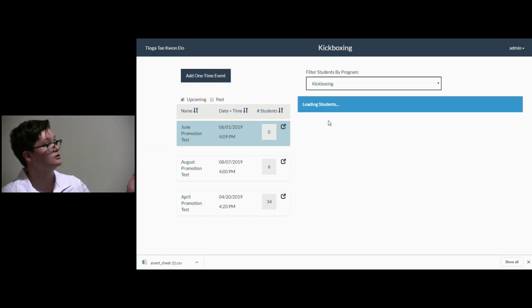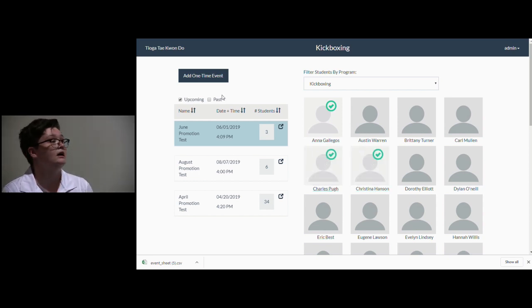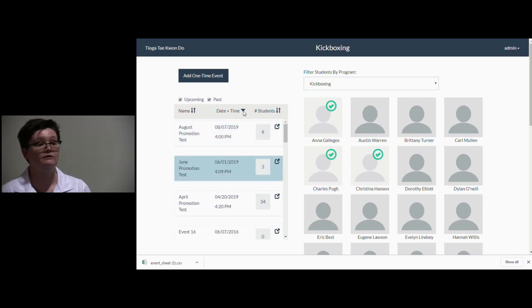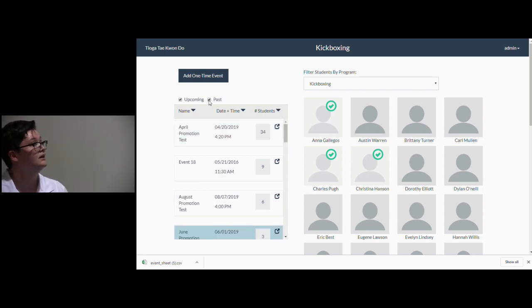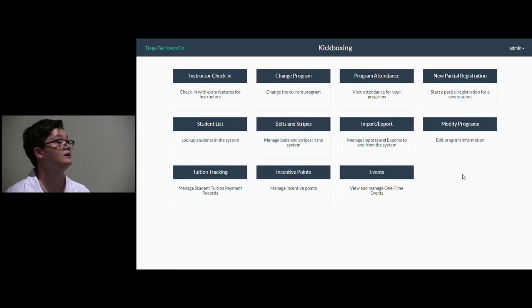So the ability to manage multiple events and switch between events and see which students are in events really helps the instructors keep track of which students are in which events, and again, make sure that the students are signed up for promotion tests when they need to be.